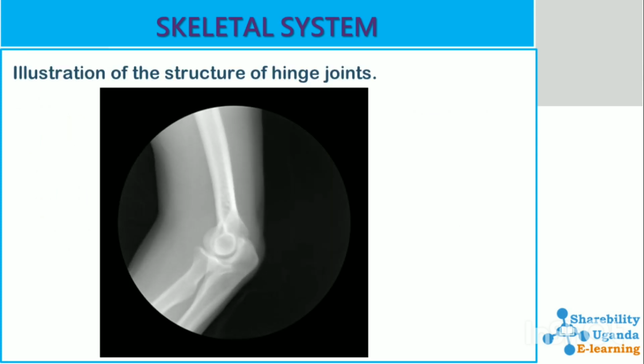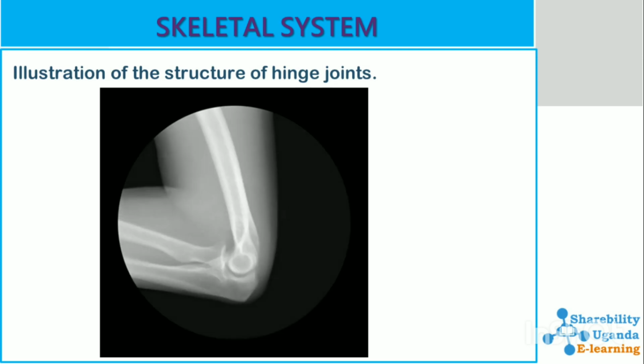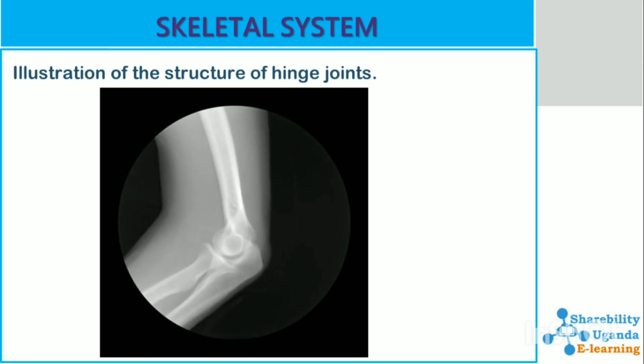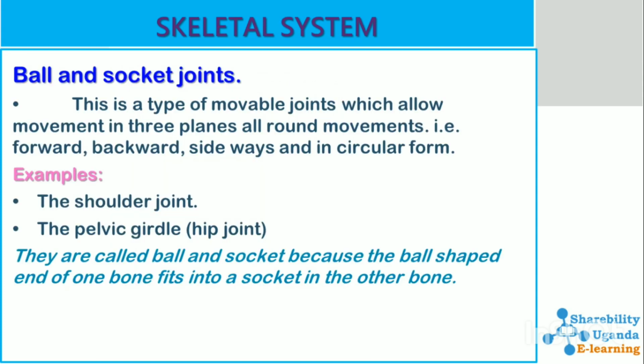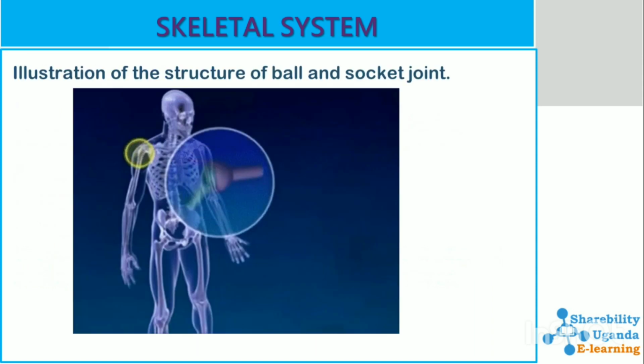As illustrated in the video, that is an example of a hinge joint of the arm moving in a specific plane, up and down. And then we have the ball and socket joints, which is a type of movable joints which allow movement in three planes or all-round movements. They are called ball and socket joints because the ball-shaped bone fits into a socket on the other bone. The examples include the shoulder joint and the pelvic or hip joint.